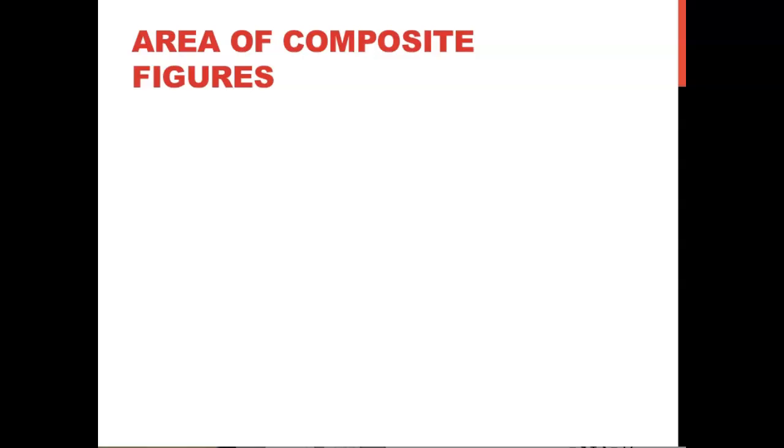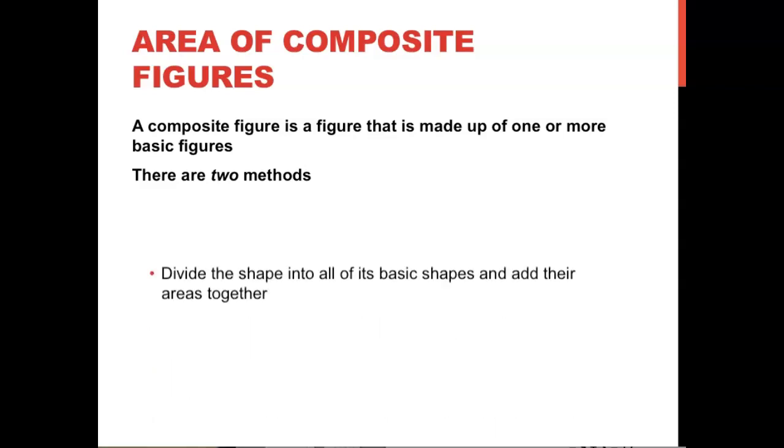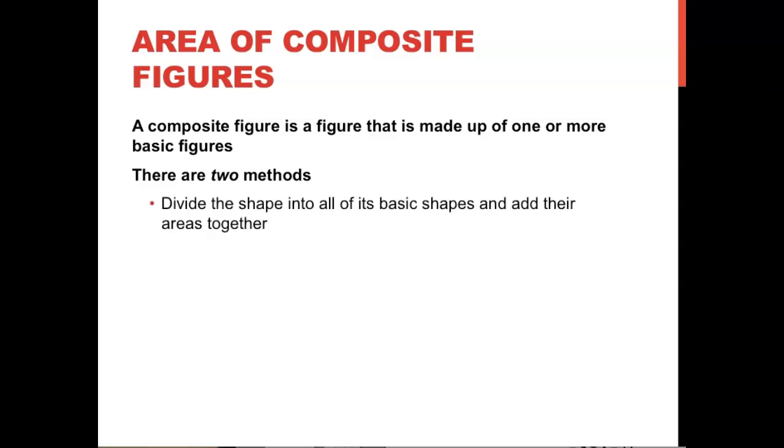Next, we're going to talk about what we call composite figures. A composite figure is a figure that is made up of one or more basic figures. Now there are two methods of doing this. First, you can take the shape that you have and divide it into all of its basic shapes and add their areas together. For example, this giant shape we can break down into two different triangles and a parallelogram. So you can divide it into those shapes, find the areas of each of those shapes, and add them together.